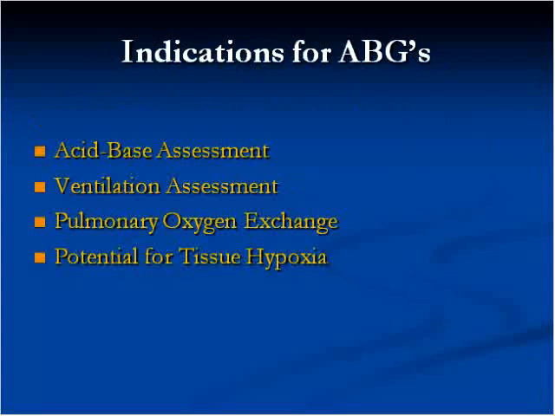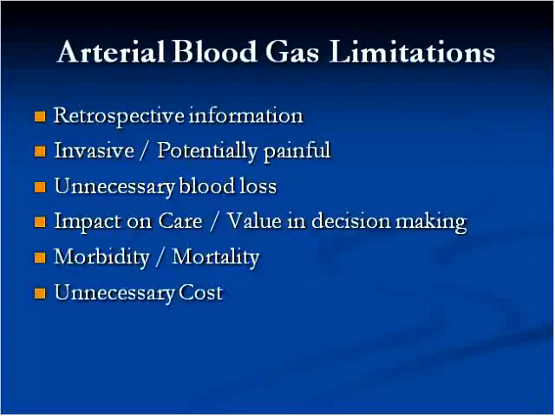Pulmonary oxygen exchange, again, ARDS, CHF, all the things that cause massive shunting, and of course tissue hypoxia. So I think the information we're looking for with a blood gas, in my opinion, is extremely important, so that is something that we want to definitely keep in mind.